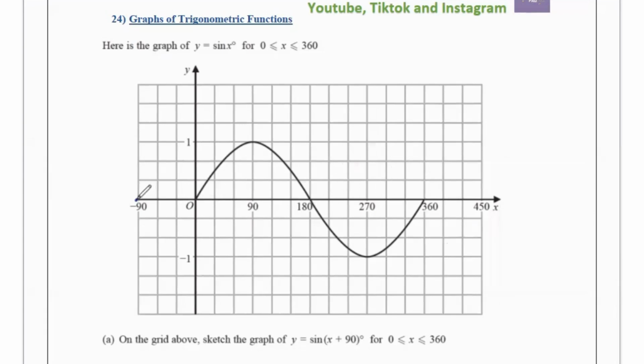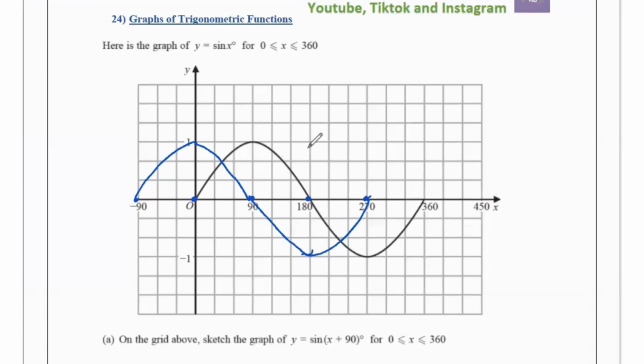So this point comes over here. This will come over here. 180 comes at 90. 270 comes at 180. And 360 is at 270. So as you can see, the y value is not increasing or decreasing. It's negative y and positive y for the maximum and minimum value. But the graph has moved 90 degrees to the left side now.